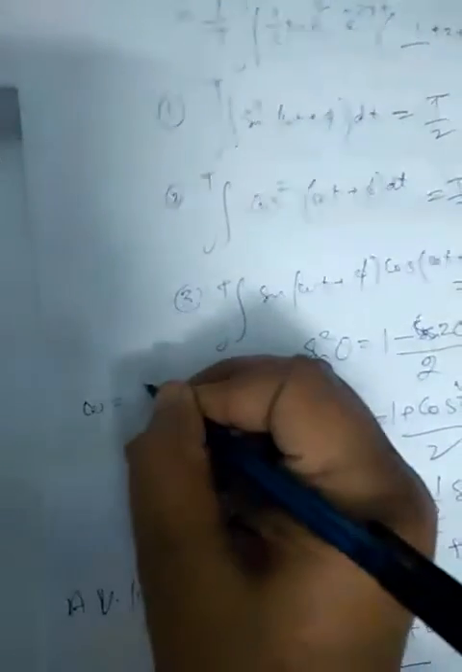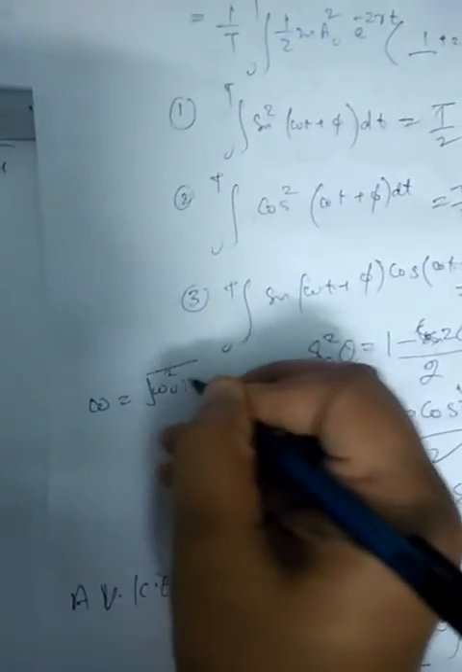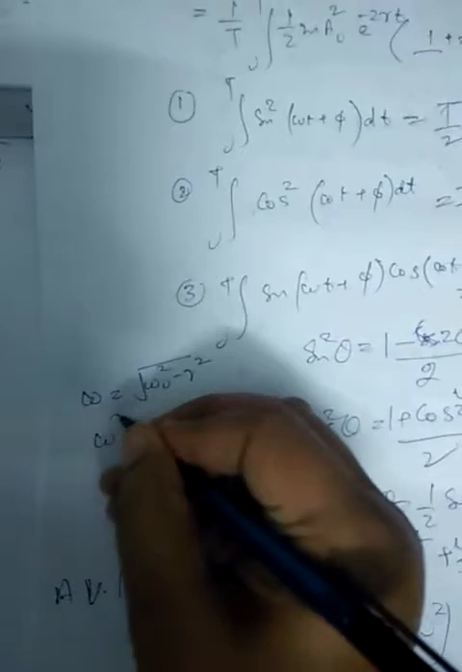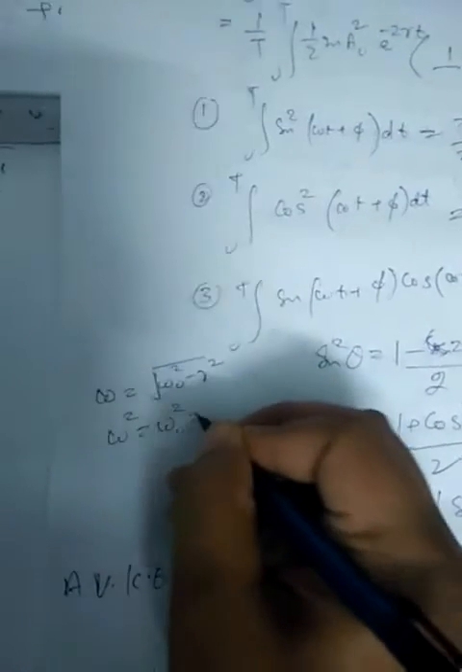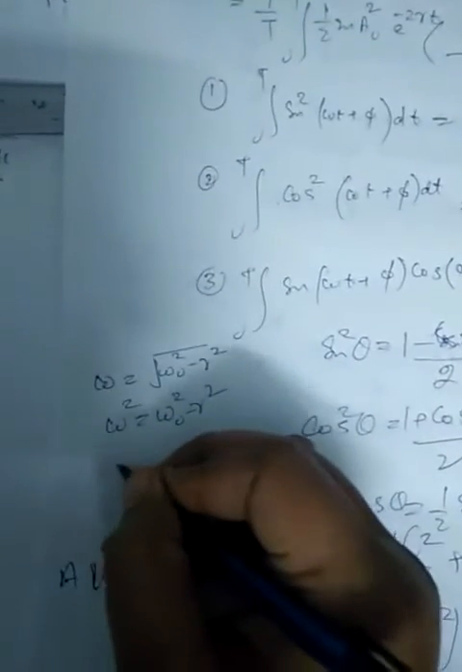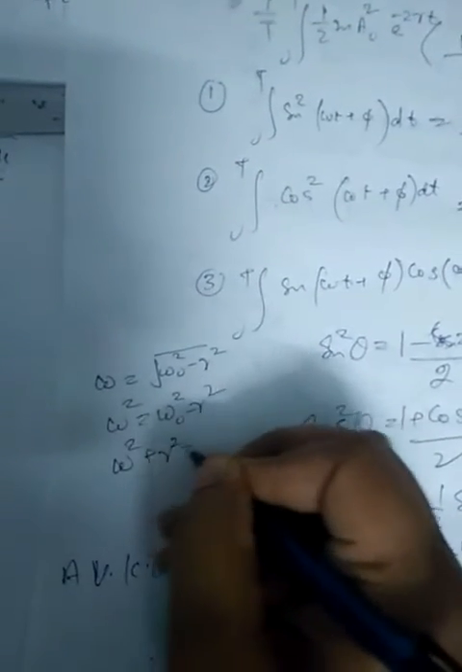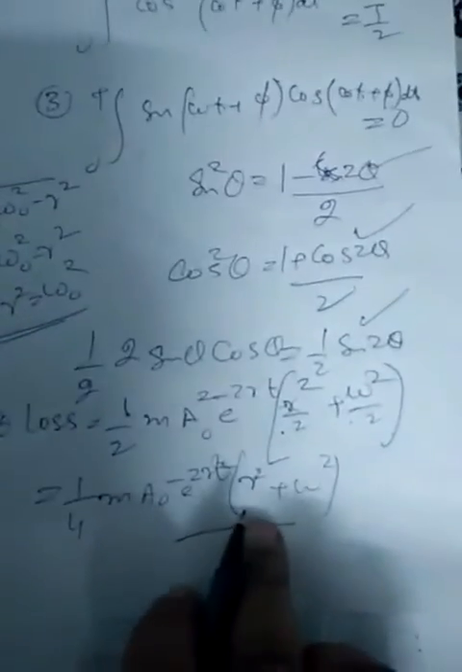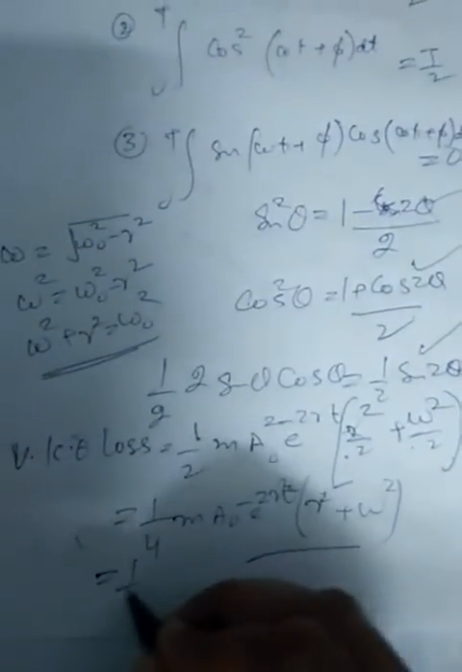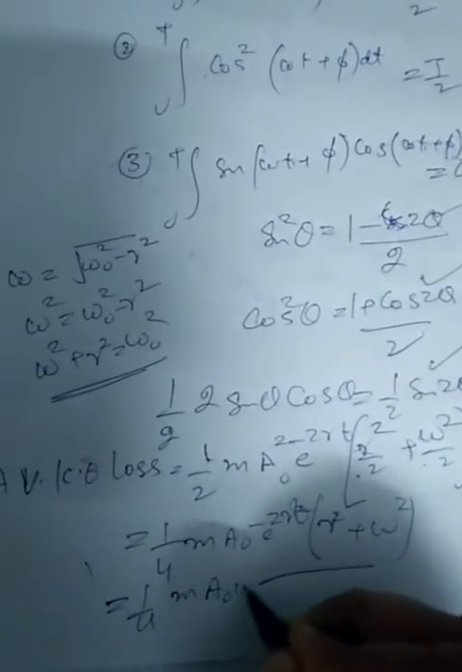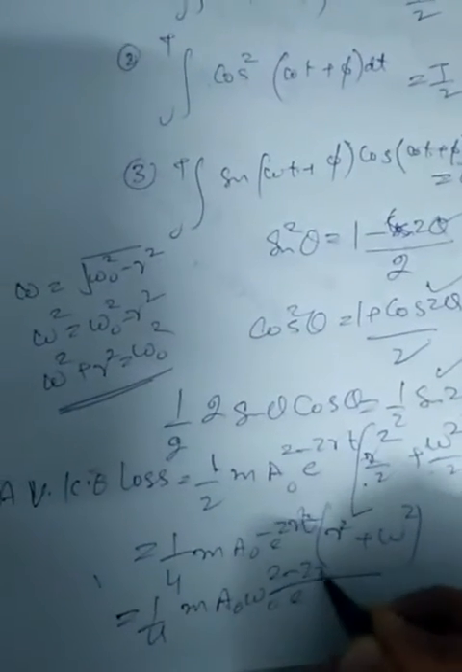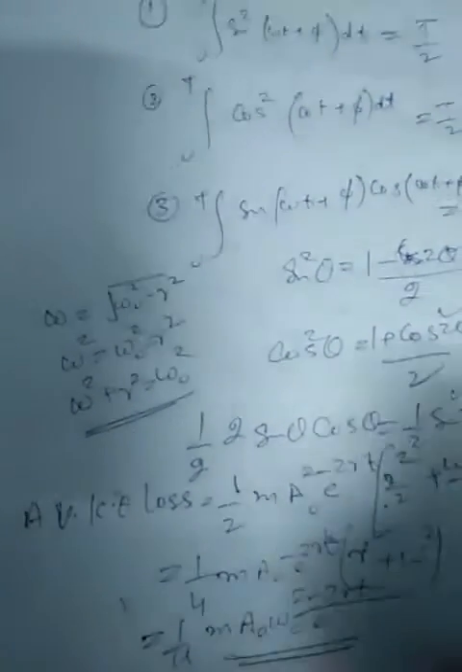So you got this equation now, but we know from the beginning of the derivation that omega is equal to the square root of omega naught square minus gamma square, or squaring both sides, omega square is equal to omega naught square minus gamma square, or omega square plus gamma square is equal to omega naught square. So gamma square plus omega square can be put as omega naught square, multiplied by e raised to minus 2 gamma t. That is the average kinetic energy loss, which you can find.